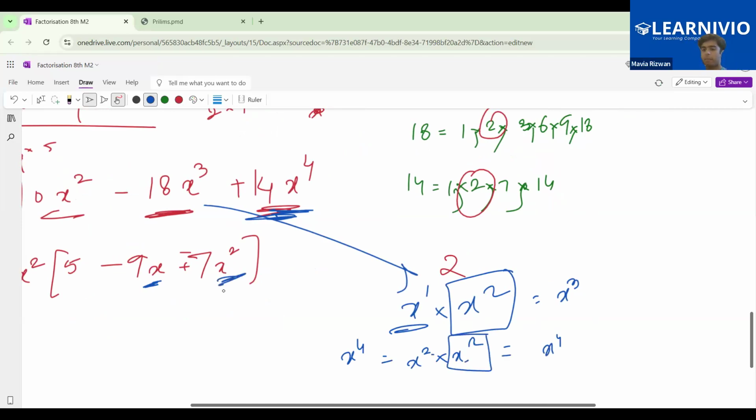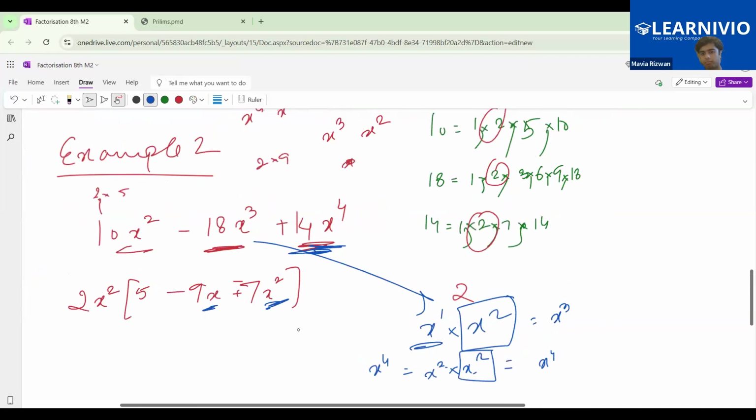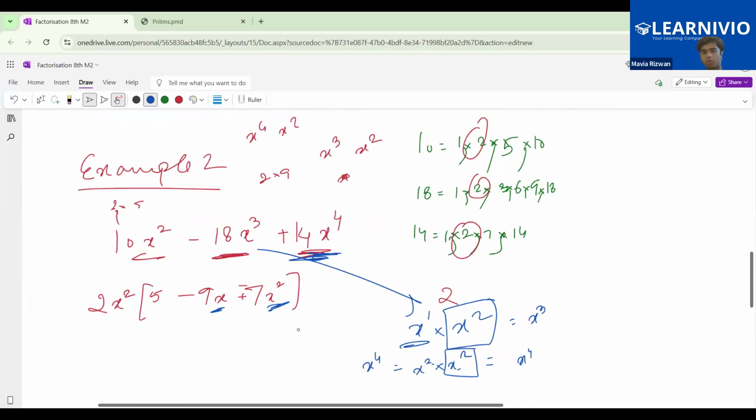Got it? Yes, sir. Totally clear? Okay, so Manisha got it. Abu Bakar, totally clear? Yes, sir. Aman, Priyanka, note this. All of you note this.